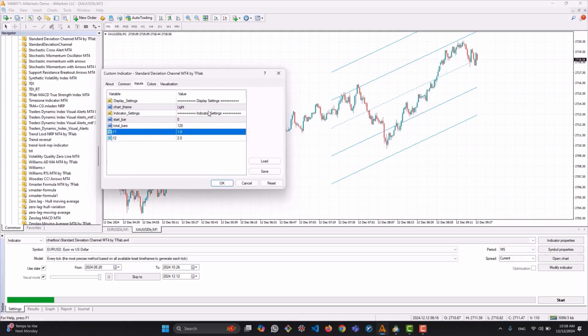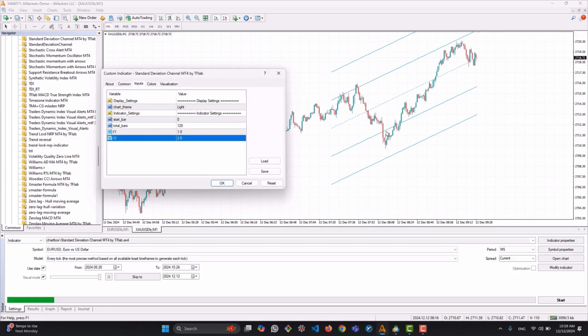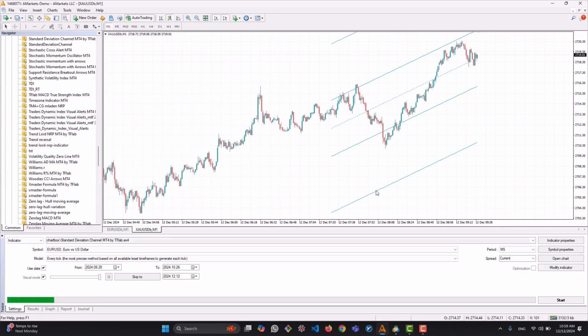The first option is for the two lines that are closer to the middle line, and the second option is the coefficients for the two lines that are farther away. If, for example, we set this to 2, you can see that now these two lines are twice the standard deviation away from the middle line. If we set it to 3, you can see that now they are 3 times the standard deviation away from this line. We can adjust these coefficient parameters based on the symbol we are trading and also the time frame we are in.